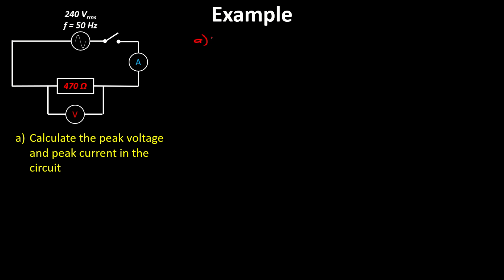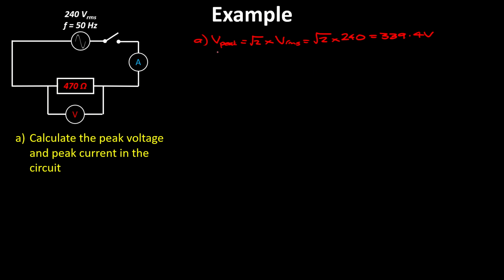The peak voltage, well, we've got the RMS voltage already, but we know that the peak voltage, or the maximum voltage, is the square root of 2 times the RMS voltage. So that's the square root of 2 times 240, which is 339.4 volts. So basically 340 volts, like 100 volts higher.